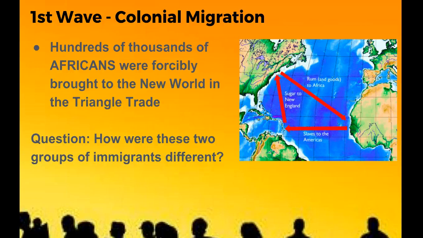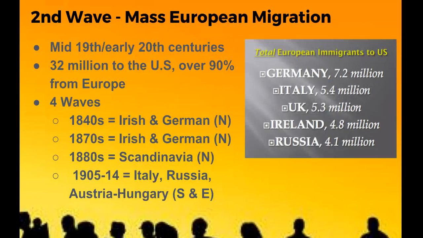Now, keep in mind, we had 2 groups of people, Europeans that came voluntarily, and then you had Africans who came to the United States forcefully during this wave. Now, the second wave, it gets a little bit trickier. Up until about the 1840s, most people that migrated to the United States were from the UK, British, or Britain, England, whatever you want to call it.